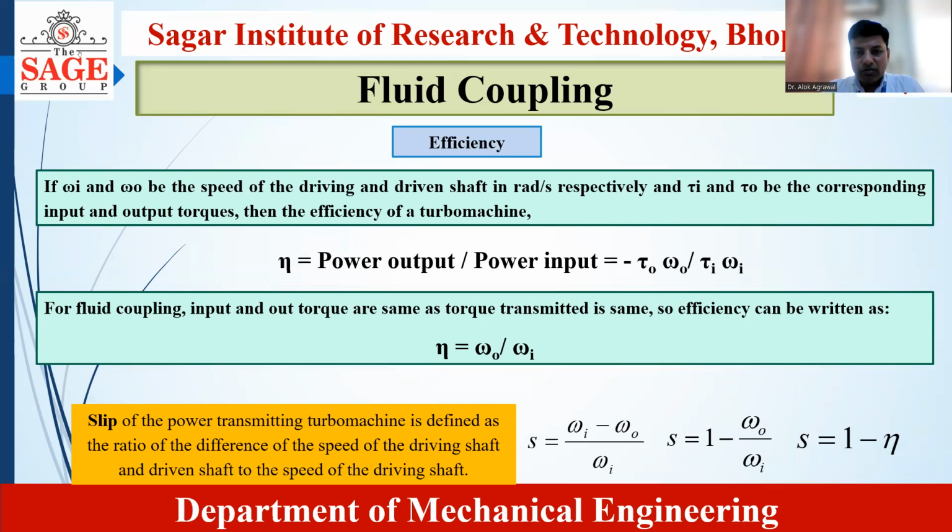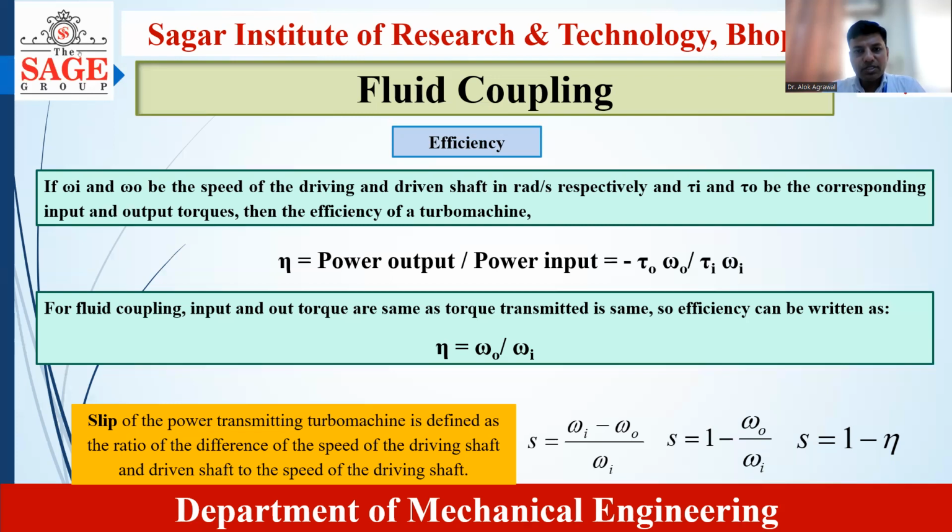Okay. Now see what is happening here in fluid coupling. The torque is only transmitted from input to output, and there is no multiplication or reduction of torque. The same torque is transmitted from the input shaft to the output shaft. So tau I and tau 0 are the same in fluid coupling. So they can be cancelled out, and what we will get? We will get that efficiency is the ratio of angular speed of the output shaft to the angular speed of the input shaft, that is omega 0 by omega I.